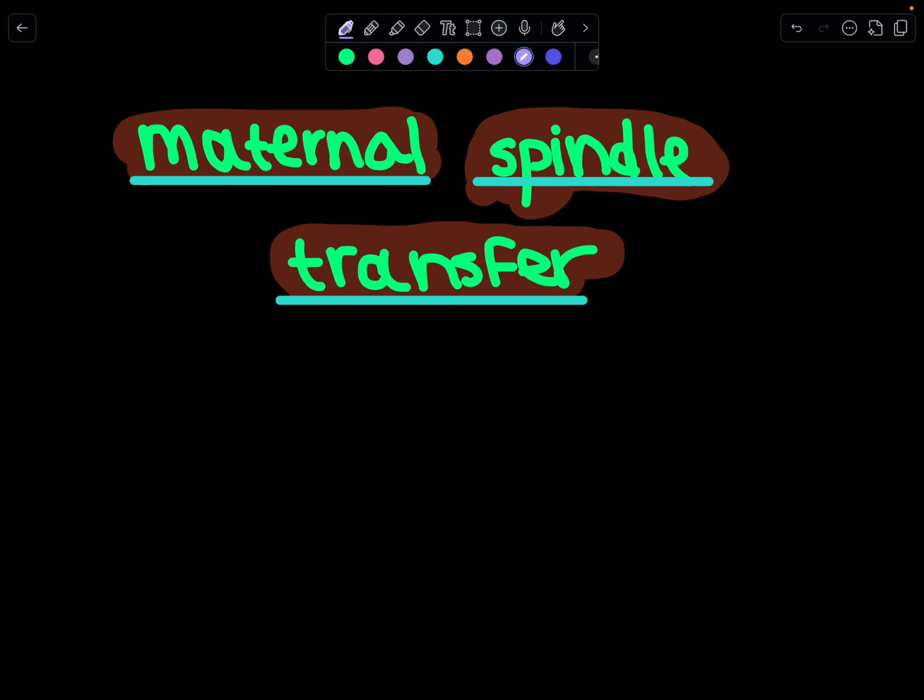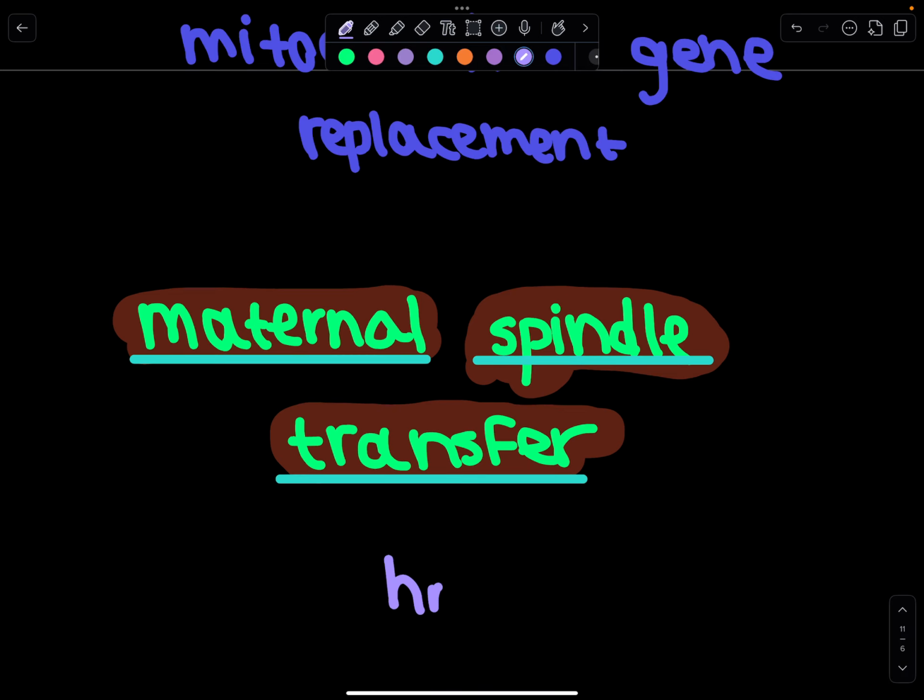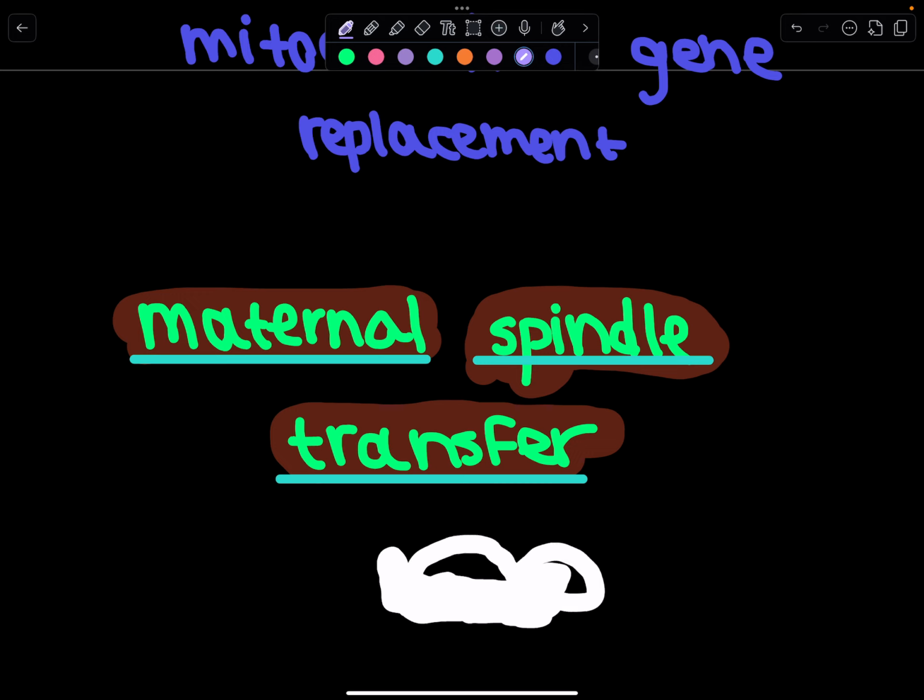You're right, my bad for the mix-up. Maternal spindle transfer and the broader IVF mitochondrial replacement strategy are related but distinct. Maternal spindle transfer specifically involves removing the spindle, nuclear DNA from the mother's egg with defective mitochondria and transferring it to a donor egg with healthy mitochondria, which is then fertilized. It's one type of mitochondrial replacement, different from pronuclear transfer, which swaps nuclear DNA after fertilization.